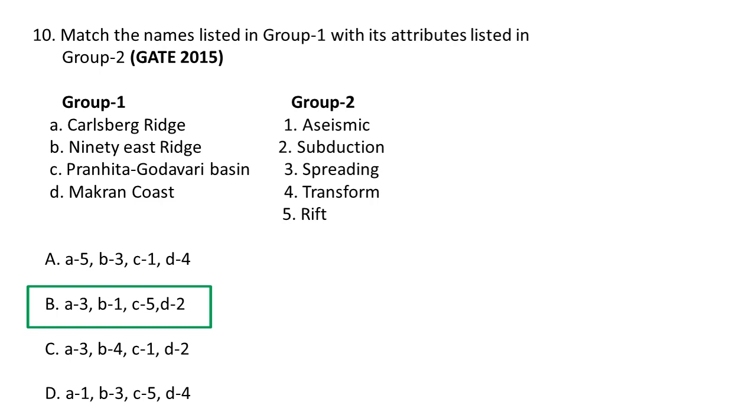That is, Carlsberg Ridge is a spreading zone, and 90 degrees east ridge is present as an aseismic ridge, and Pranhita Godavari Basin is nothing but a rift zone, and Makran Coast is represented as a subduction zone. So that's why B is the correct option.